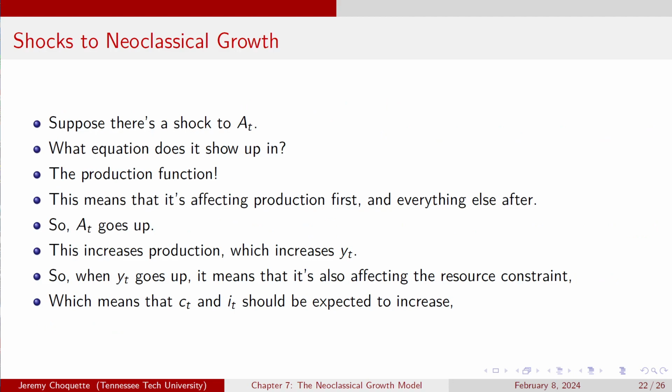Let's do A_t first, right? It shows up in the production function. So it affects production first and everything else after, right? Because where it shows up first, the equation it shows up first in is the equation that's hit first. So A sub t would go up, right? Which increases production. Why does it increase production? Well, it means we got some sort of technology that allows us to produce more using the same amount of resources as before.